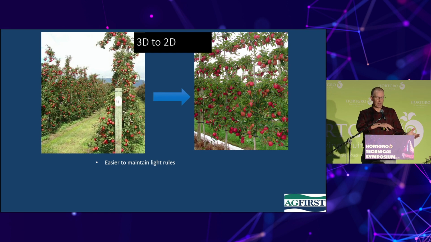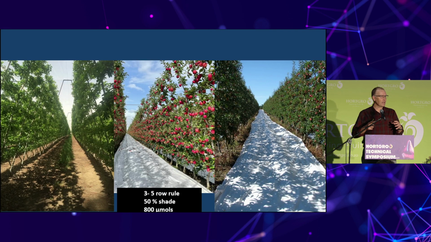So again, that drives me into this whole thing about three-dimensional to two-dimensional and trying to create light windows. So when you're in the orchard, you don't always have to carry a light meter with you. It's just really simple things about remember the rule, be able to see through the canopy, 3 to 5 rows, think about 50% shade. If you want to get technical and take your light meter out, anything under 800 micromoles, the leaves aren't really functioning. Anything above sort of 1,000, there's excess there in terms of carbohydrate generation.